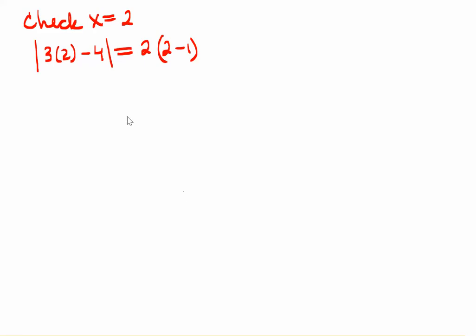Alright, and 3 times 2 is 6. 6 subtract 4 is 2, and the absolute value of 2 is 2 on this side. This one, let's see, inside parentheses, 2 minus 1 is 1, and 2 times 1 is 2. Voila, this one checks out in this case.